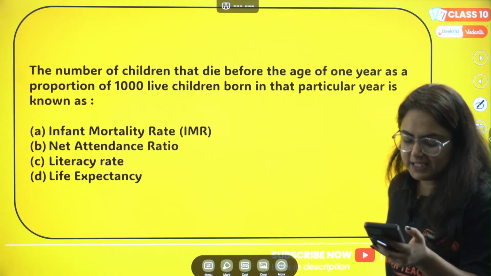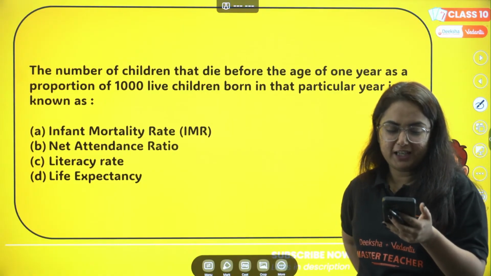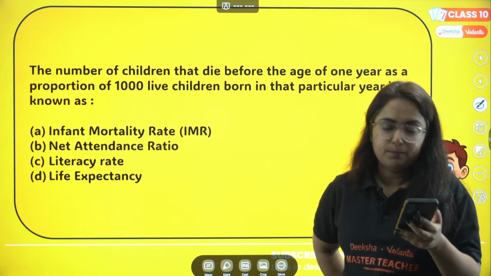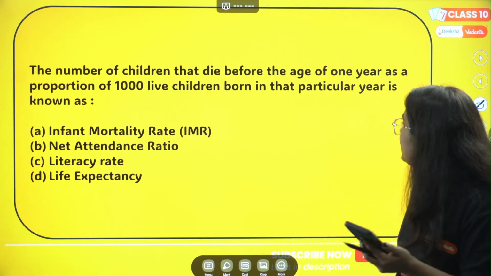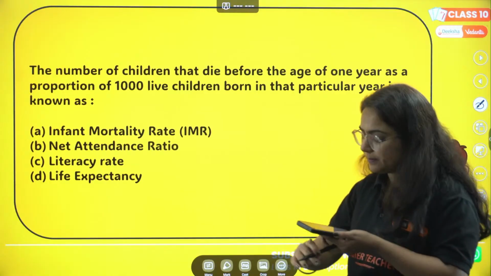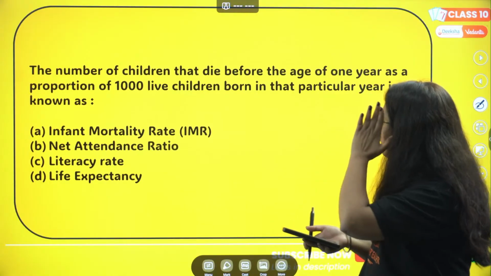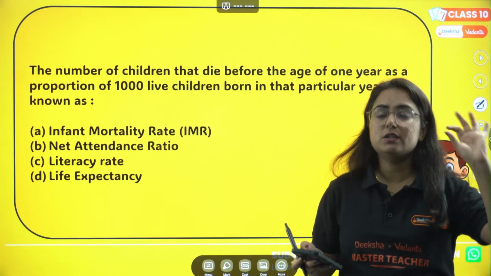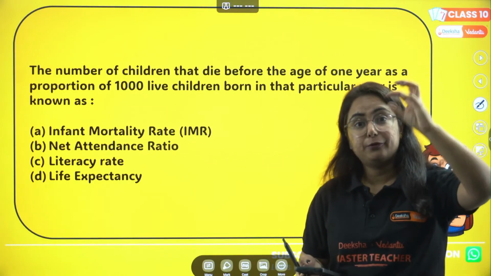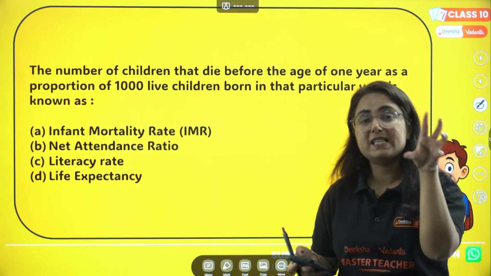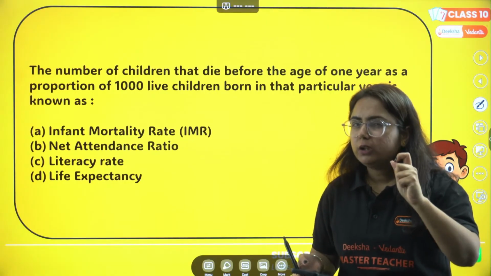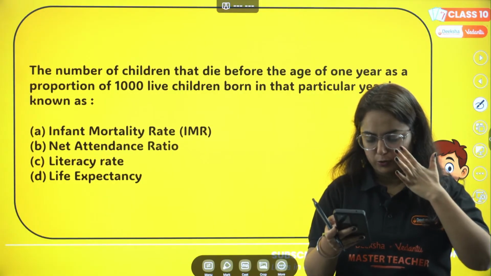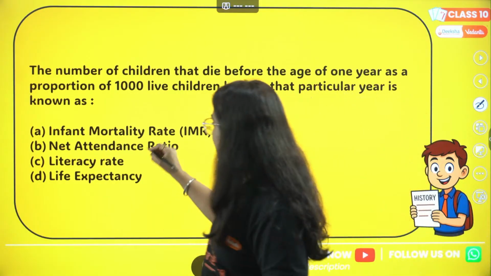Okay, the question is in front of you. Easy one, very easy. The number of children that die before the age of 1 year as a proportion of 1000 live children born in that particular year. These definitions need to be remembered, because every word in the definition is meaningful, and if you delete any word by mistake, it makes your definition wrong. So don't do that. Yes, option A.